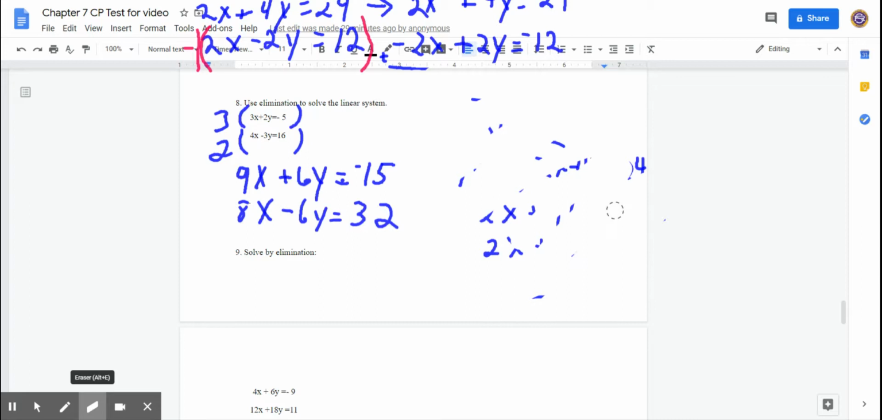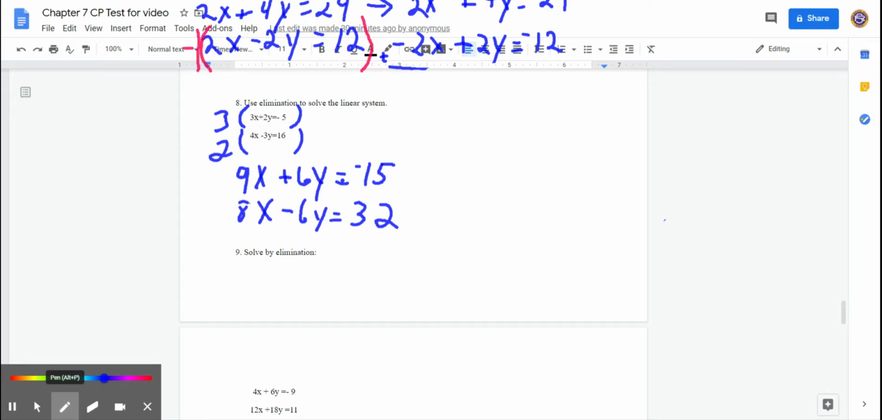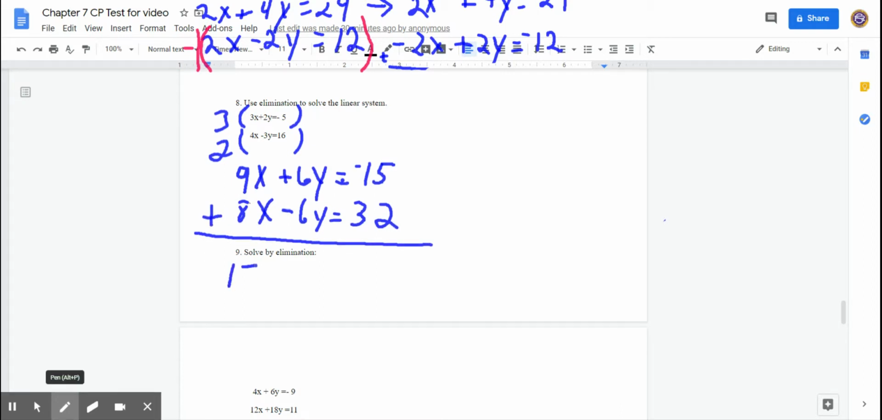So again, every time, what are we trying to do? We're trying to eliminate one of the variables so we only have one to solve for, because we know how to solve for a variable. We get the variable on one side and everything else on the other side. So now if I look at my y's, they're opposites. So when I add, I get 17x equals 32 minus 15, which is 17. If I divide by 17, I get x equals 1.